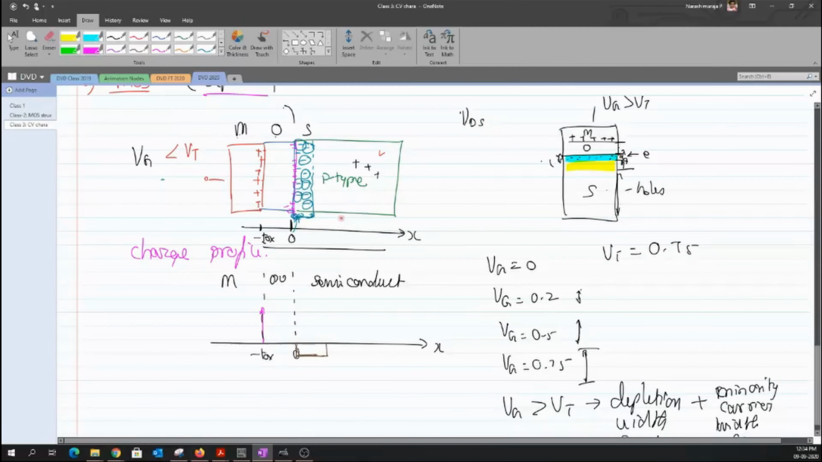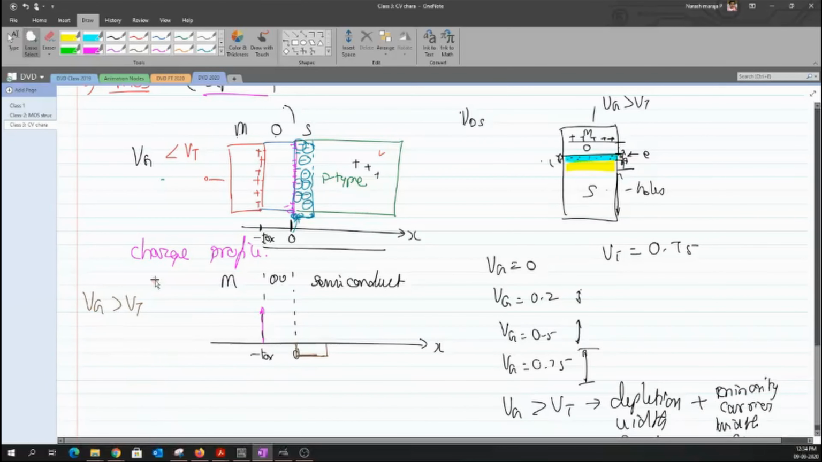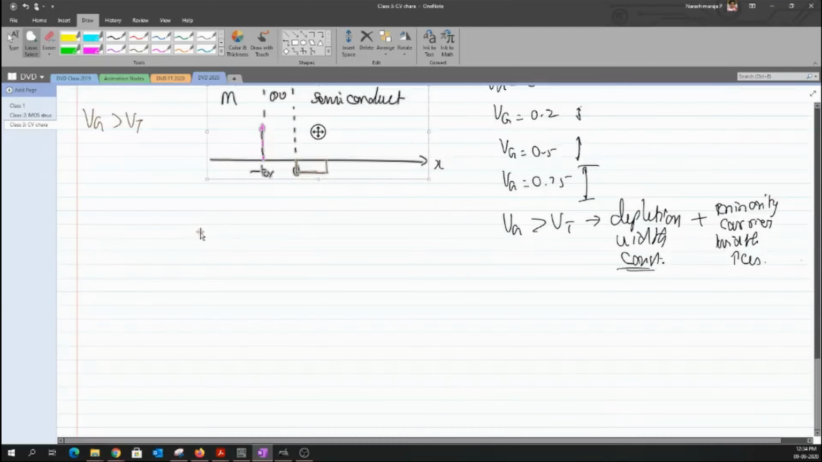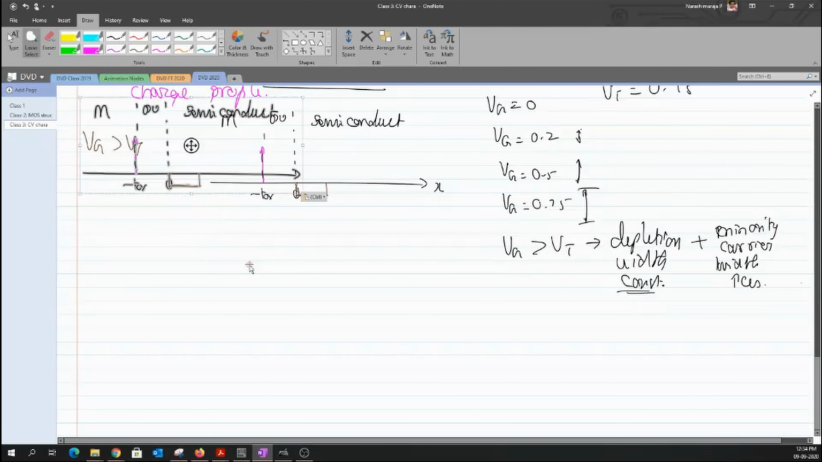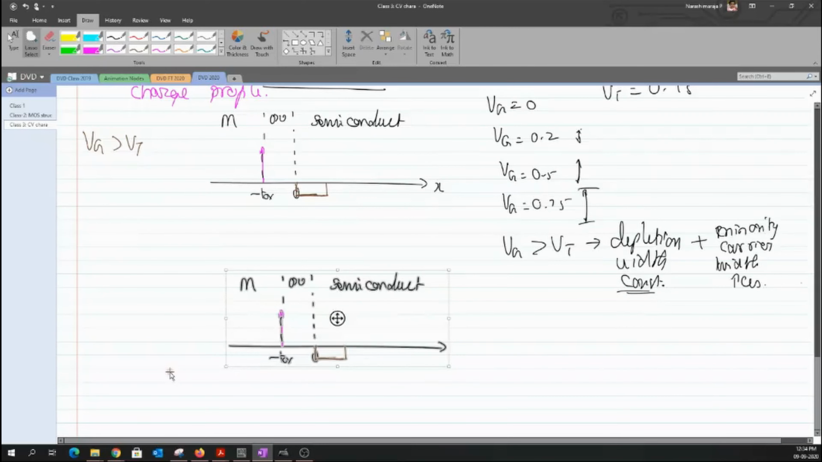Now, as a quick review, in case I have a VG greater than VT, the charge profile can be modified like this. So maybe I will just copy this structure. I don't want to ruin this particular picture. Just for a quick discussion, I want to bring out how the charge profile gets modified when I have a VG that is greater than VT.